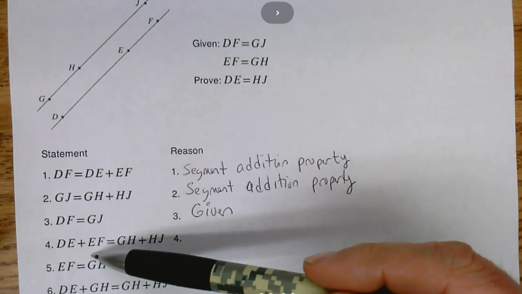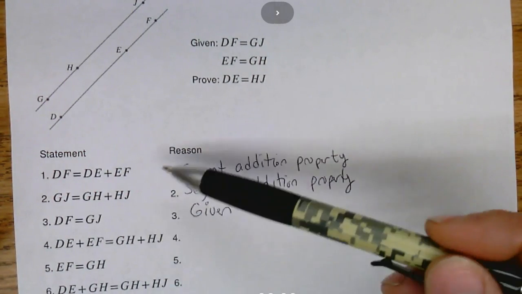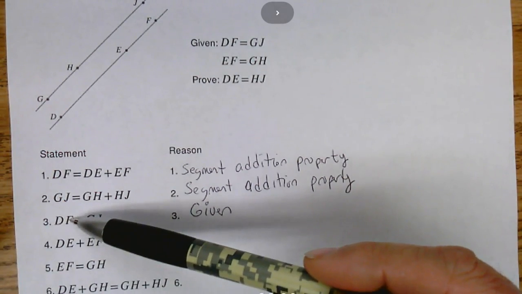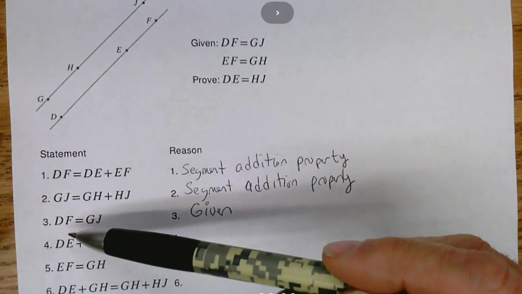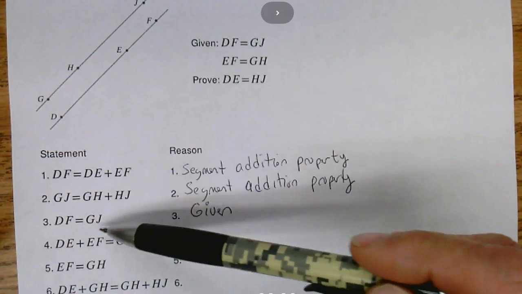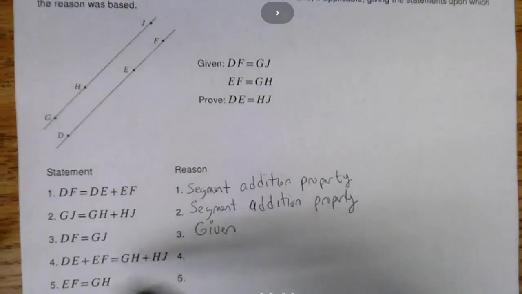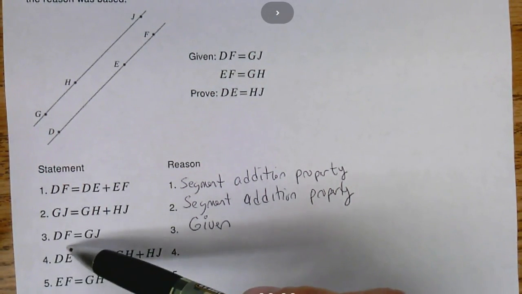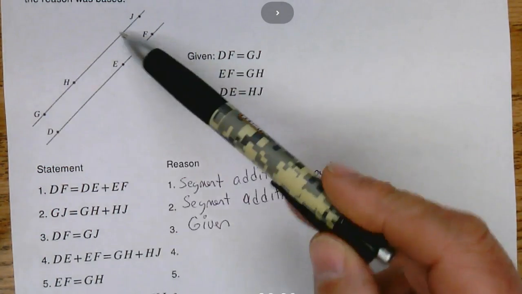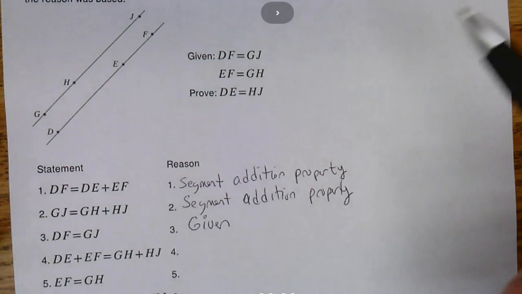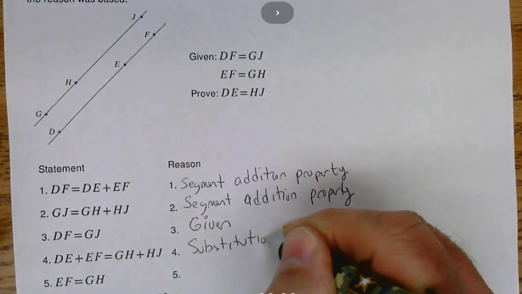Then look at what it does underneath. It takes DF and GJ and turns them into this. You might ask, what's going on here? First we had DF, now we have DE and EF. It's really saying this longer section is equal to the two shorter sections, and this GJ, this longer section, is equal to these two shorter sections. So what are we doing? We're taking out DF and substituting in these two shorter sections. Same thing here: we're taking out GJ and substituting in these two shorter sections. So we're doing the substitution property.